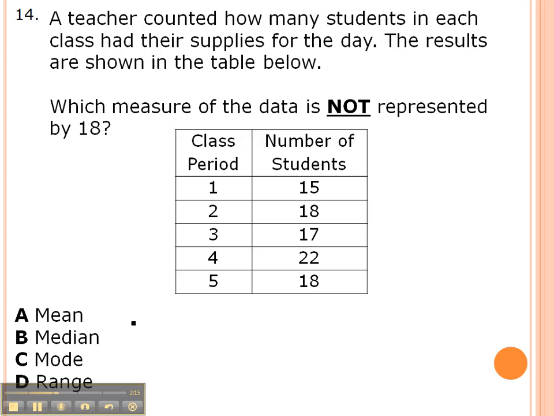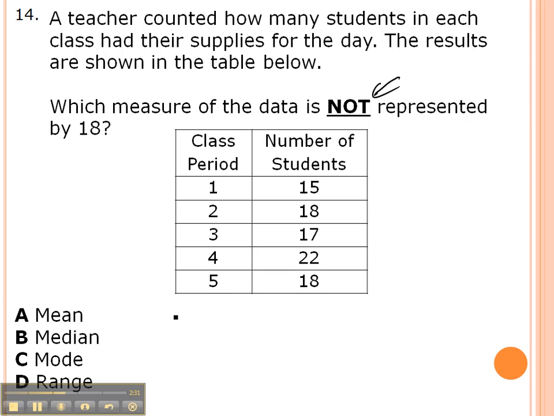Number 14. A teacher counted how many students in each class had their supplies for the day. The results are shown in the table below. Which measure of the data is not represented by 18? So we're going to figure out the mean, median, mode, and range of this data and find the one that is not equal to 18.